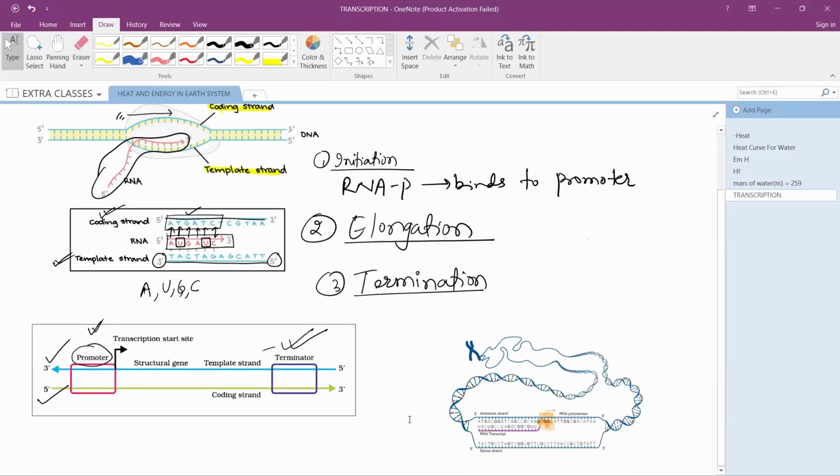So now, translation is the process of protein synthesis from mRNA. It occurs in the cytoplasm on ribosomes in eukaryotes. So I have already told you what mRNA is.